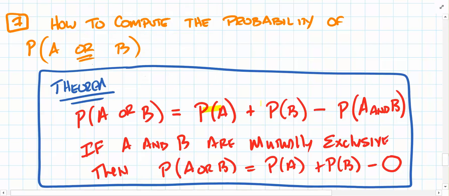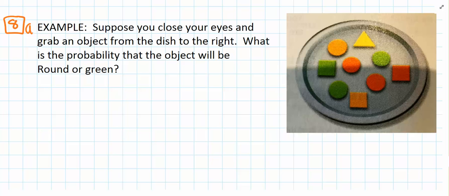All right, let's explore this OR thing a little bit more because I think it will clear up your question. I have this dish over here with a couple of pictures on it, or rather little foam figures. I have a yellow triangle, an orange circle, a red circle, some green circles, and some squares. Here's the question: suppose you close your eyes and grab an object from the dish. What's the probability that the object will be round or green?